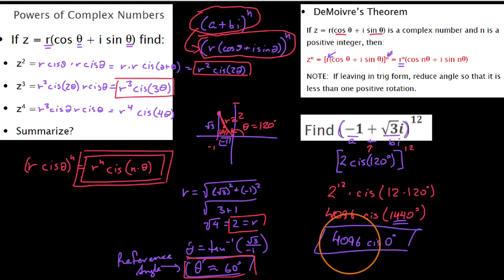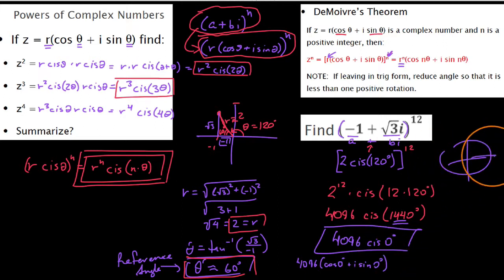So looking at this now, this 4096 cis 0, what we can do is rewrite this in standard form. So we say 4096, and remember, going back to standard form you would just distribute through this quantity right here: cosine 0 degrees plus i sine 0 degrees. We should know that at 0 degrees on the unit circle, this is the point (1, 0), we get a cosine value of 1. So we get 4096 times 1, plus i times 4096, if we're distributing, times the sine of 0.